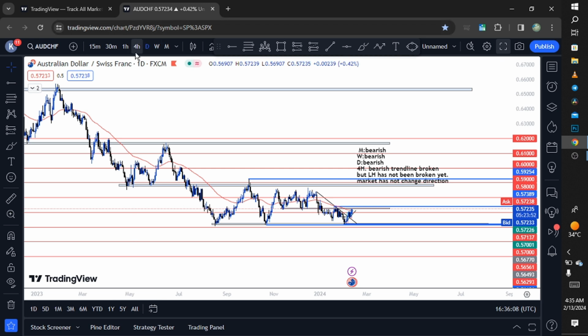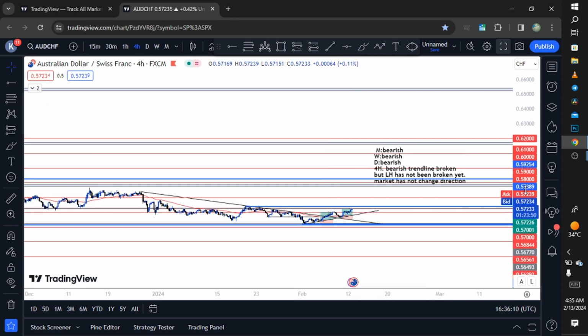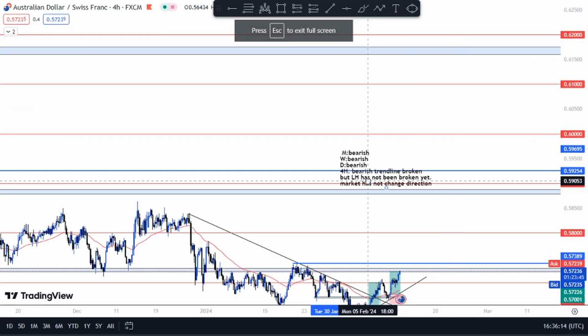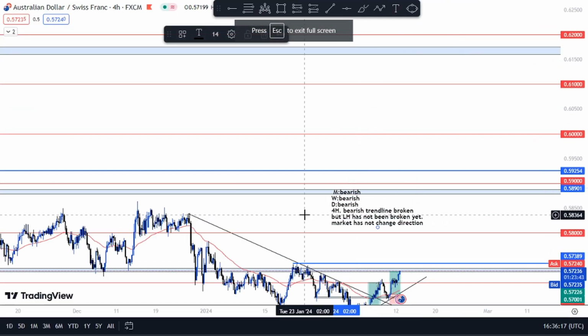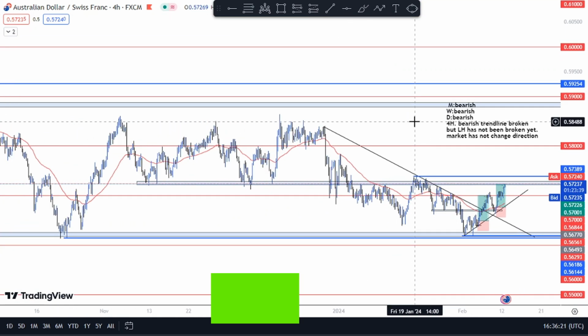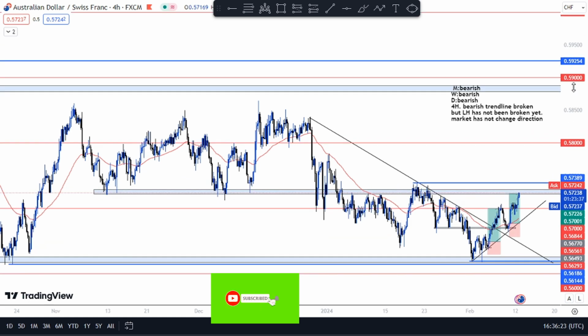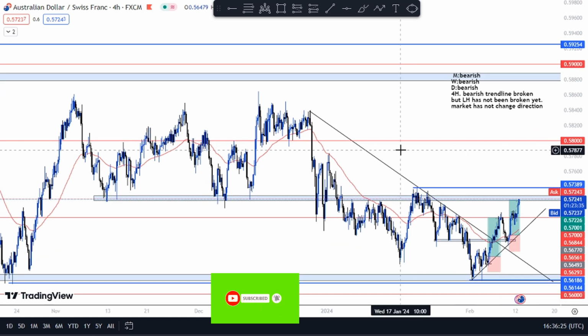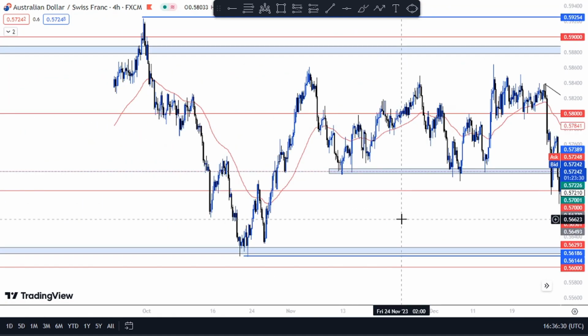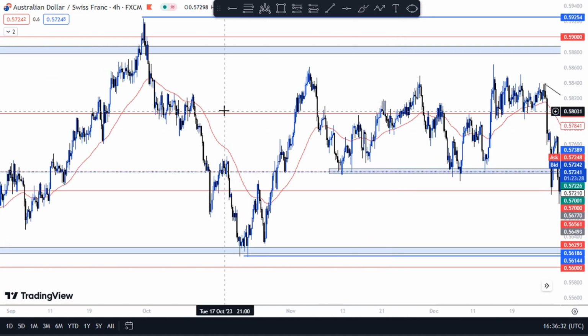So when I come to my 4 hour, what I do mostly is I mark the highs and the lows to determine whether the market has changed direction or not. Okay, to determine whether the market has changed direction or not. So I'm quickly just going to take it from this angle for you.